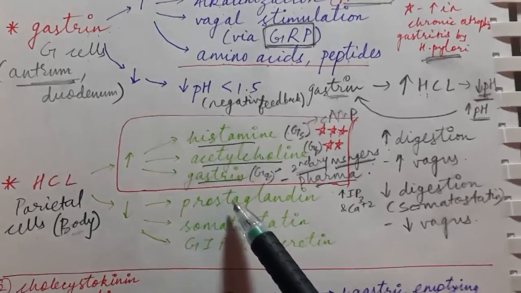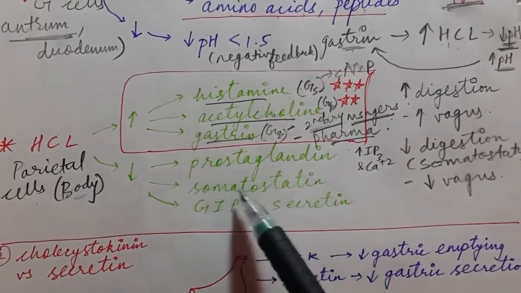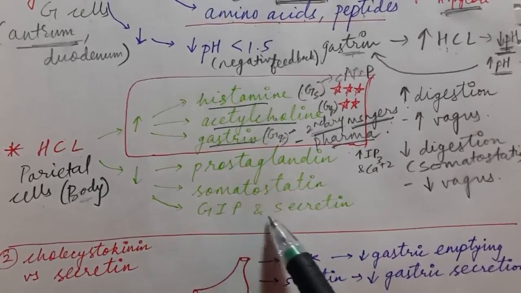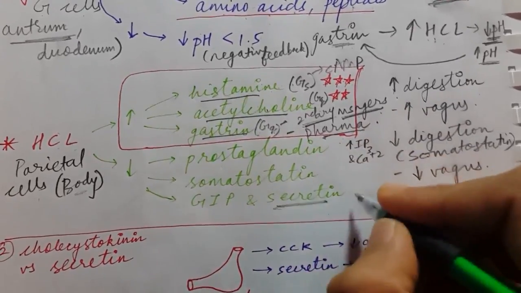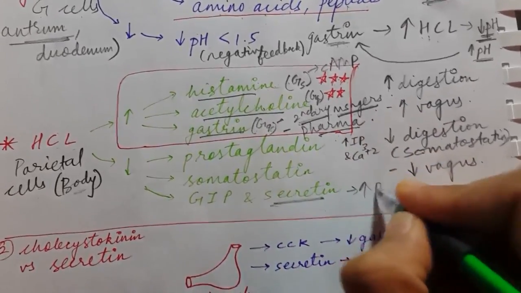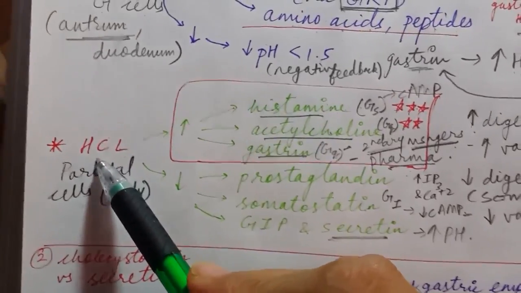Now the substances which decrease the production of HCl are prostaglandin, somatostatin, GIP and secretin. The main goal of secretin is to increase pH. To increase the pH, it should definitely decrease the production of HCl.